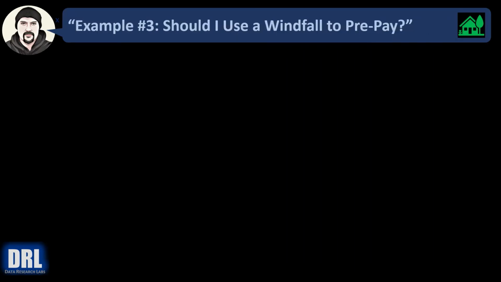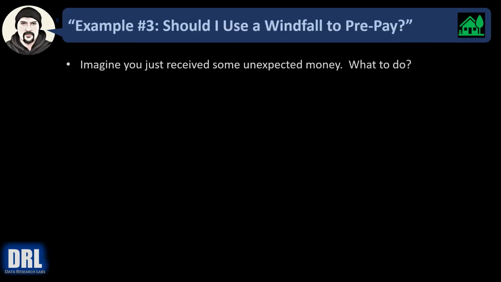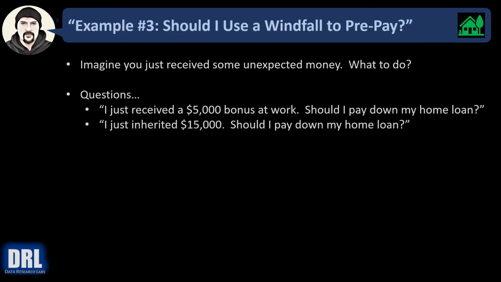Example number 3, should I use a windfall to prepay my loan? Imagine you just received some unexpected money. What should you do? Examples of questions: I just received a $5,000 bonus at work. Should I pay down my home loan? Or, I just inherited $15,000. Should I pay down my home loan? Let's go plug the numbers in and find out.